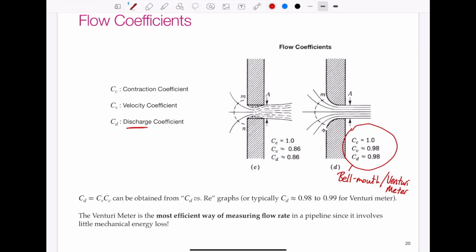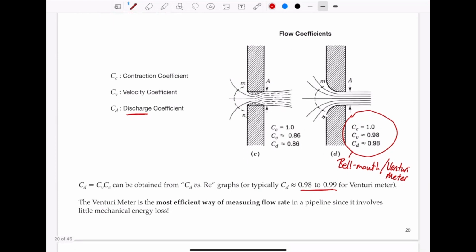So we have usually pretty high discharge coefficients for Venturi meters. So the actual flow is pretty close, 98 or 99% of the ideal flow. And this is why it's considered the most efficient way of measuring flow rate, because it involves very little energy loss. That discharge coefficient is almost 100%.